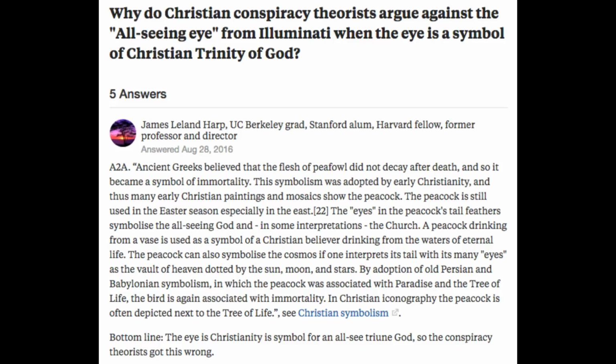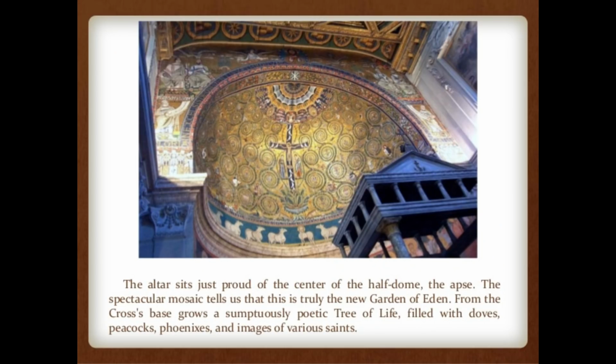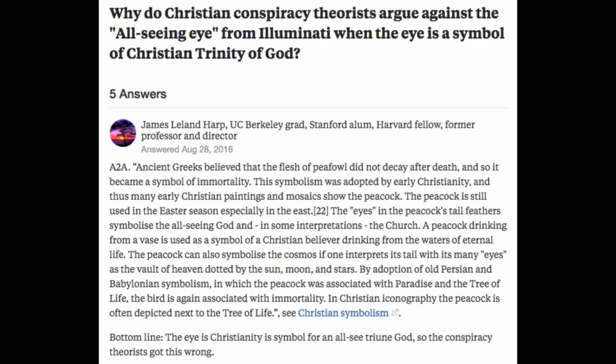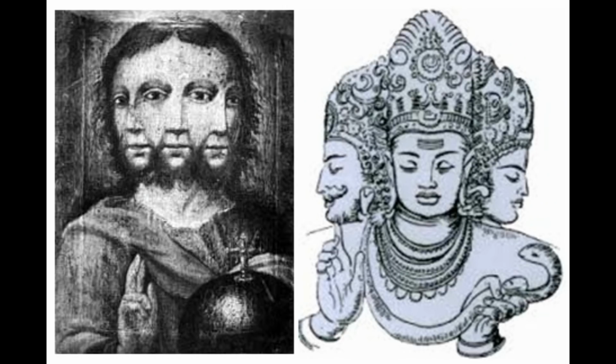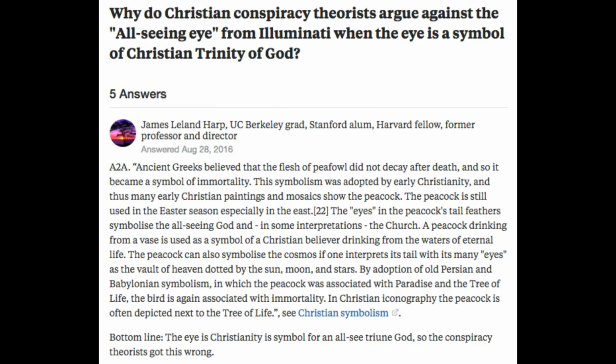Again, if we remember the palm tree, the phoenix, the bird is again associated with immortality. In Christian iconography, the peacock is often depicted next to the tree of life. See, Christian symbolism, says here. It says, bottom line, the eye is in Christianity a symbol for the all-seeing triune God. Remember what triune God means, the triune God? That's that Trinity, that Thoth, three faces, the three heads, the three different aspects of a God, Trinity. So it says here, so the conspiracy theorists got this wrong, according to him. So he should look up the etymology of triune, or look up what it means and where it comes from.